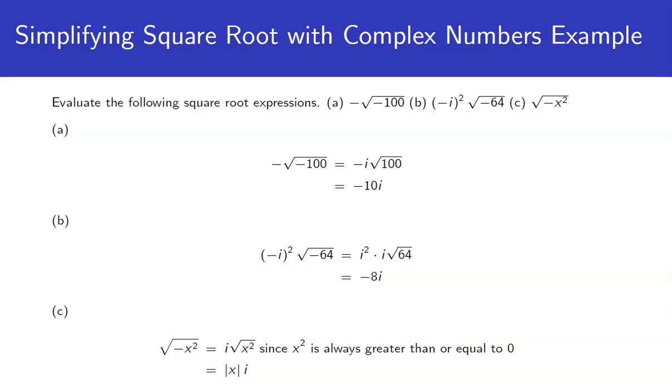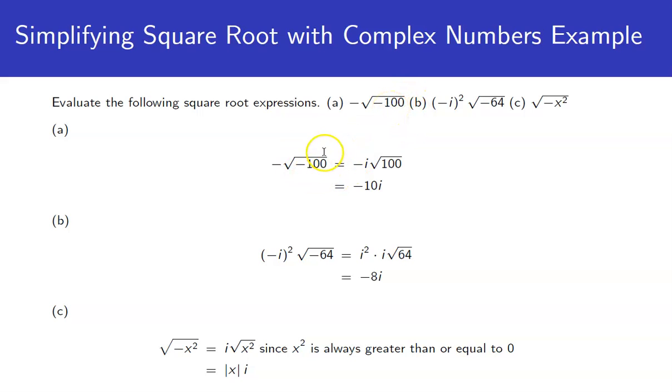In this video, we're going to do an example of simplifying some square roots with complex numbers. So this one has three different expressions involving square roots that it wants us to simplify. The first one is the opposite of the square root of negative 100.